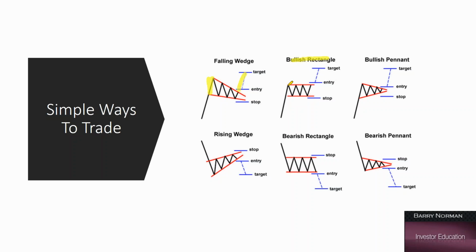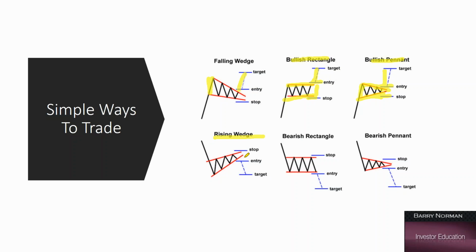A bullish rectangle, you would put your stop right below your support line. You would enter when it broke out above your resistance line, and you would set your target for the equal height distance of the support and resistance line. A bullish pennant. Again, we see it breaking out and coming together here. In this case, it broke out upward. We would enter the market when it broke above this resistance line. We put our stop loss at the bottom of the pennant, and we would set our target for an equidistance of the height of the movement.